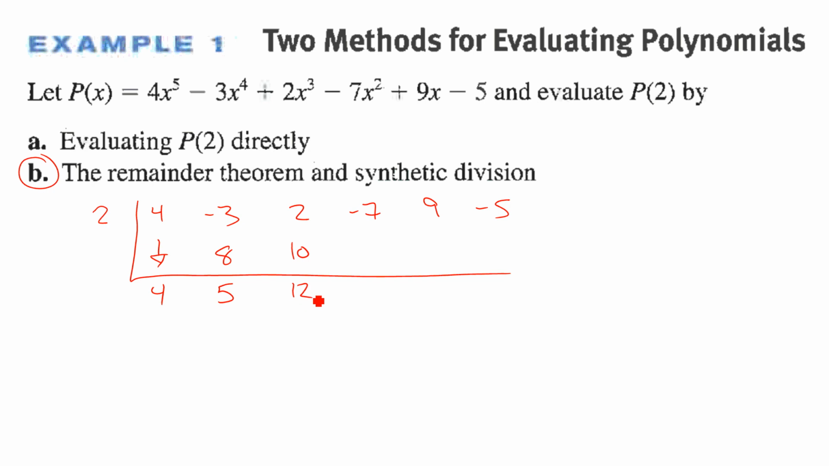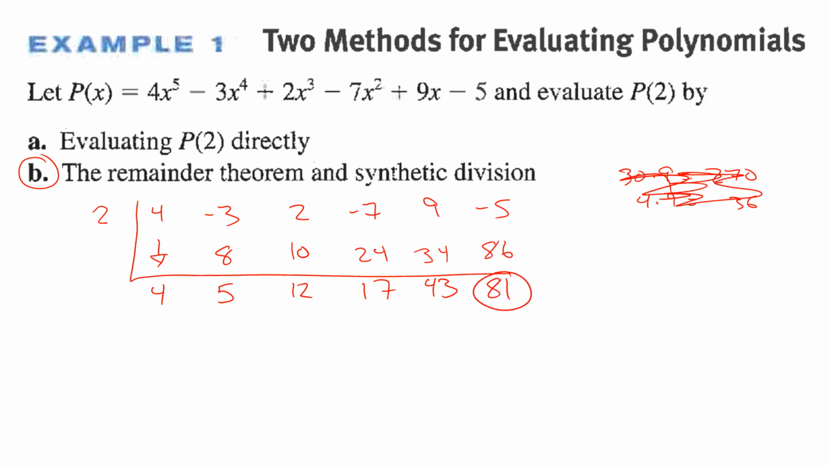We get 10. 10 plus 2 is 12. 2 times 12 is 24. Minus 7, you get 17. Times 2, you get 34. Sorry, we're not multiplying. I've lost my mind. We're adding straight down. 34 plus 9 is 43. Times 2, we get 86. Minus 5, we get 81. What did we get before? We got 81. So this is also saying that if you plug 2 in, you get 81. All right, a much quicker option than plugging it in and evaluating it directly.